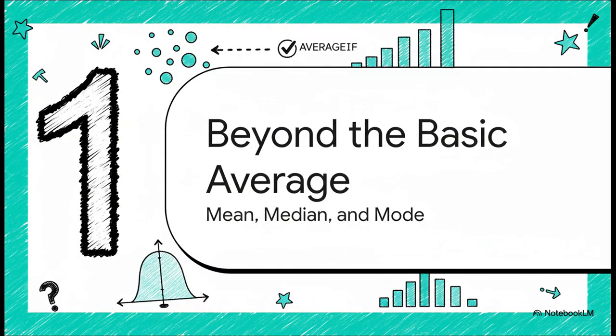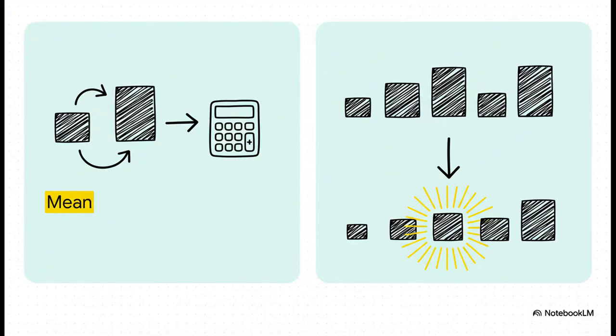You see, the word average can actually mean a few different things. We're going to look at the three most common ways to find the center of your data: the mean, the median, and the mode. Each one tells a slightly different story. Okay, let's start with the mean. This is what Excel's average function calculates. It's pretty straightforward. It's like taking all your values, throwing them into a pot, and then dividing them up evenly.